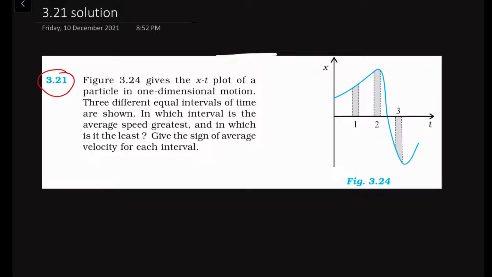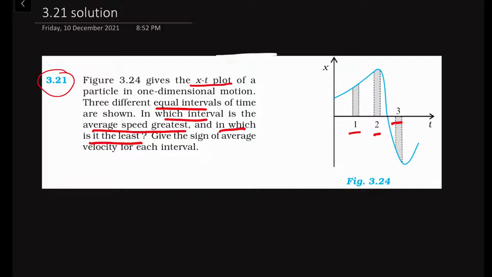In this problem, we are given an x-t plot, that is the position-time plot of a particle in one-dimensional motion, over three different equal intervals. Here we can see this is one interval, this is the second interval, and this is the third interval. In these three intervals we have to find out in which interval the average speed is the greatest and in which it is the least.